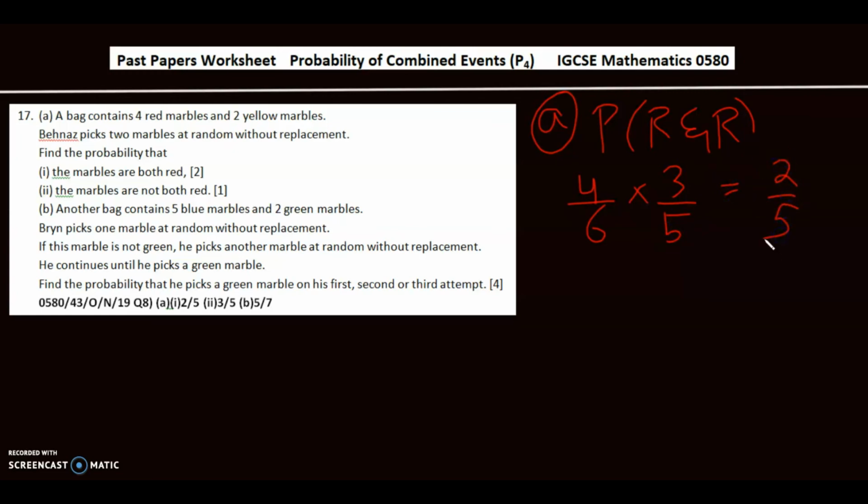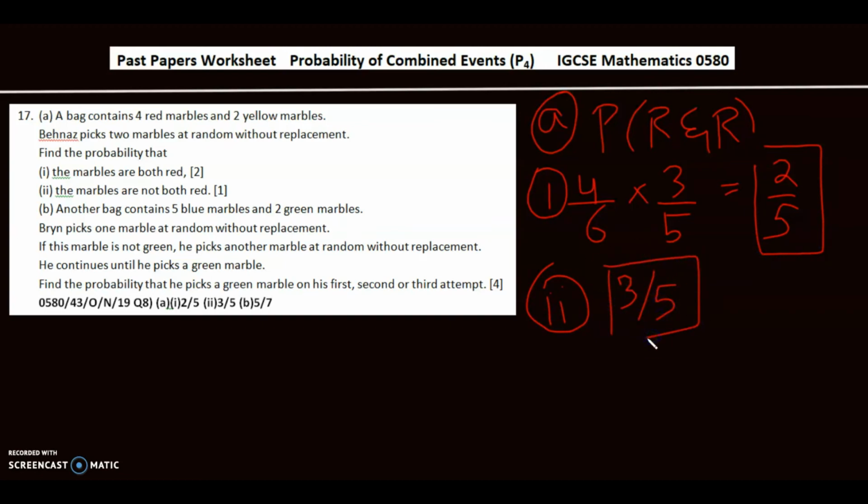Part 2, the marbles are not both red, so that means we have to find just the remaining probability. The probability of both marbles being red is 2 upon 5. The probability of both marbles not being red is 3 upon 5.